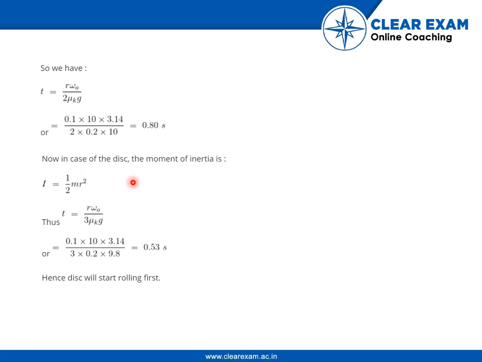Now in case of the disk, the moment of inertia is I equals half m r square, and t is r omega naught divided by 3 mu k into g. Putting in all the values, we get the t to be 0.53 second. Hence the disk will start rolling first.